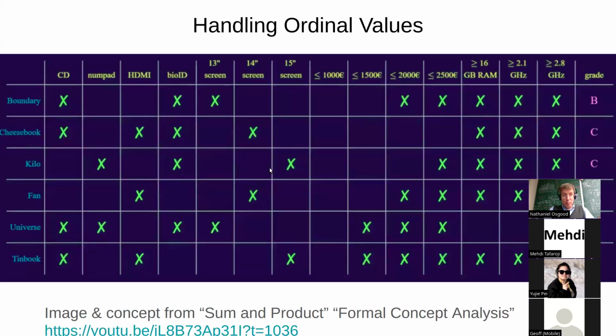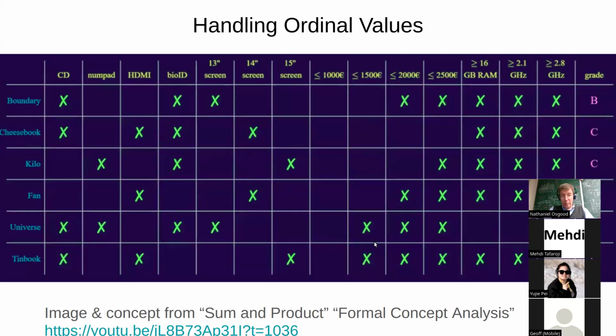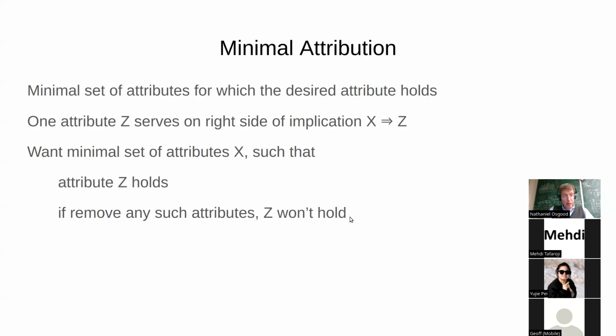So maybe you want the fact that you have an HDMI port or something like that, or that it's available for less than or equal to 1,500 euros. And you're going to want the minimal set of attributes such that Z in fact holds, and that if you remove any of those attributes, Z will no longer hold.